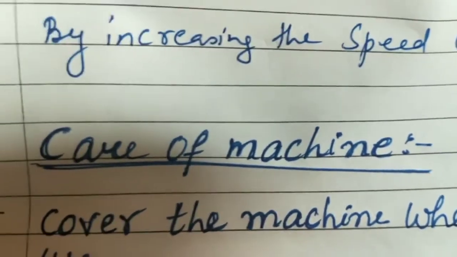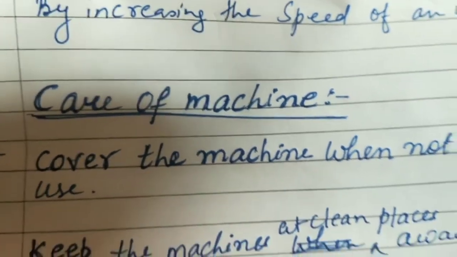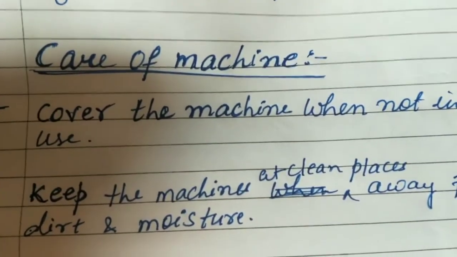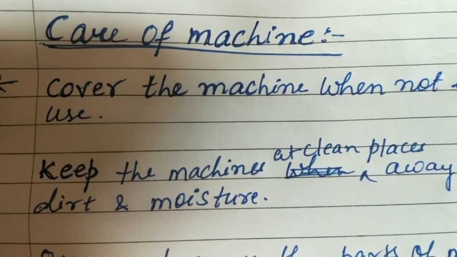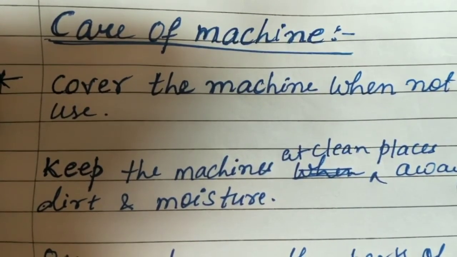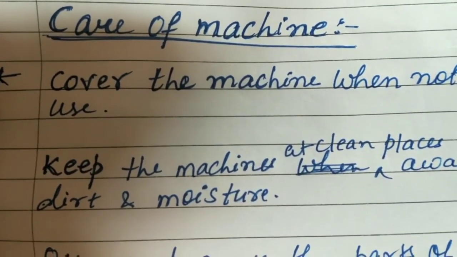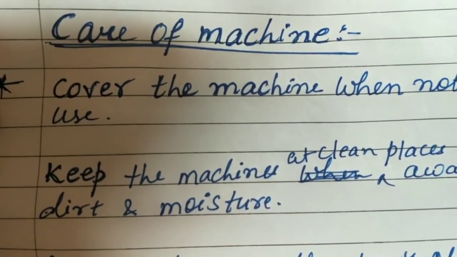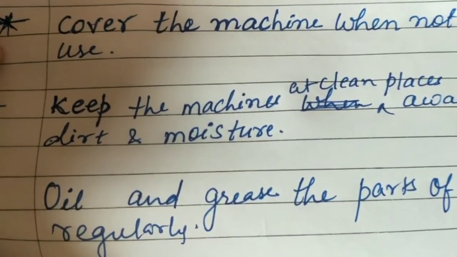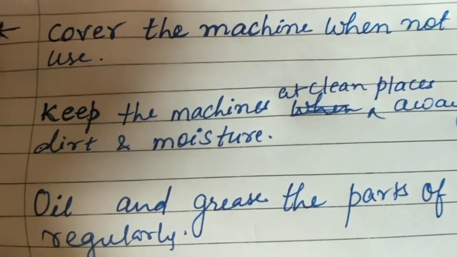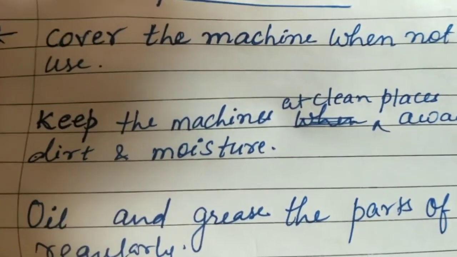There are some methods to care for the machine. We should cover the machine when we are not using it. Then we have to keep the machine in clean places so that they are away from dirt and moisture. Why? Because moisture causes rusting. So we can paint the surfaces of the machine. And third, we can also apply oil or grease so that the friction is reduced and it also avoids the wear and tear of the machine.